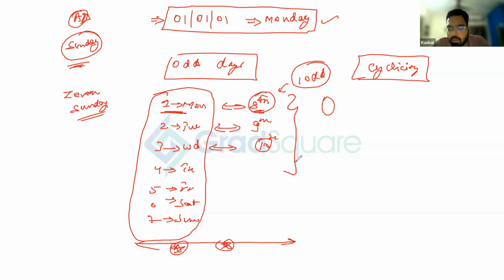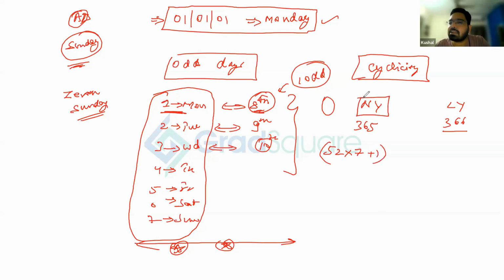Clear? Okay. Now we will look at the concept of a normal year and a leap year. A normal year has 365 days in it. A leap year has 366 days in it, right? Now, if you divide 365 by 7, what will it give you? 52 into 7 gives you 364. 52 weeks is what we talk about. So it is 52 into 7 plus 1. That is the normal year.